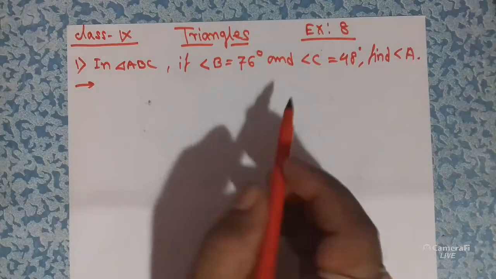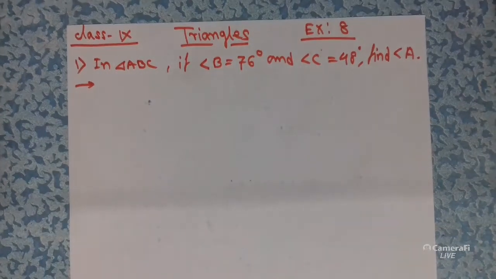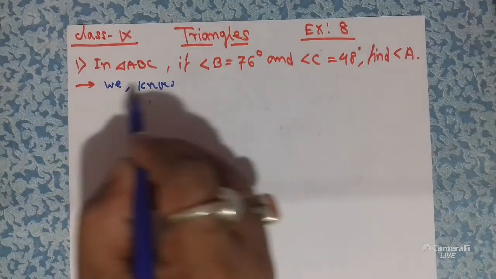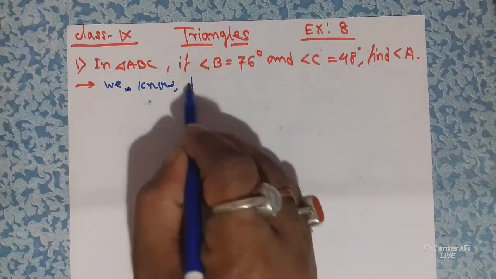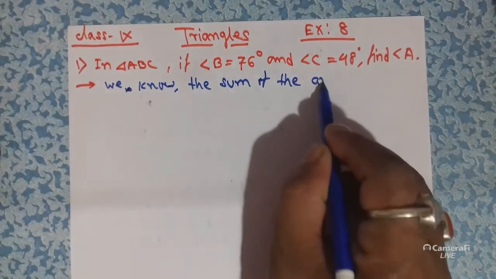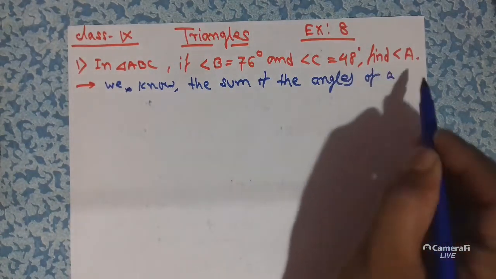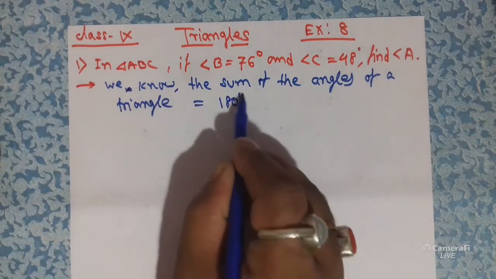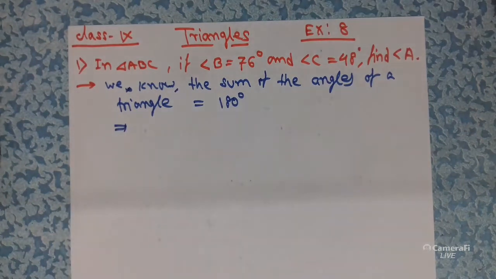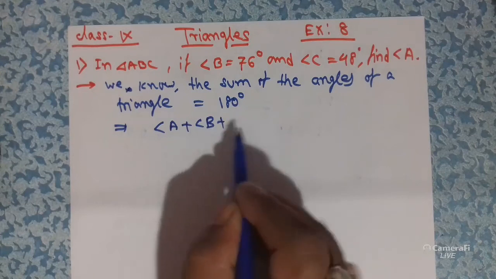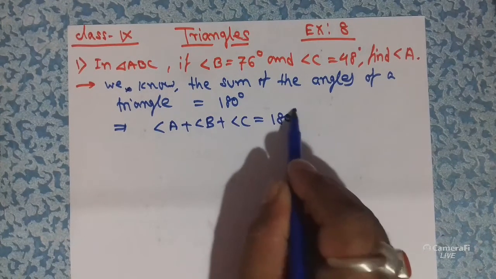So we know the sum of the angles of a triangle is equal to 180 degrees. So students, the sum of all the three angles of a triangle is equal to 180 degrees. So this implies we can write angle A plus angle B plus angle C is equal to 180 degrees.